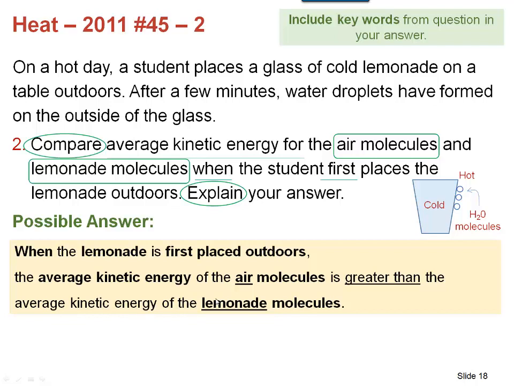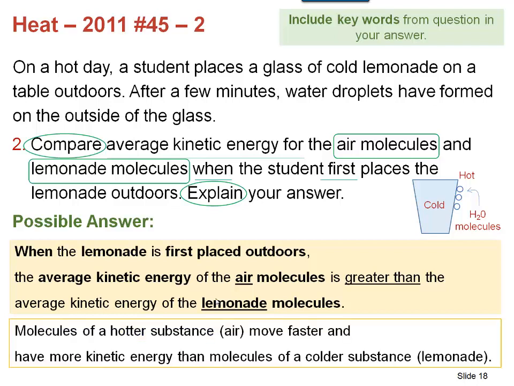Remember, kinetic energy is energy of motion, molecules moving around quickly if something is hot, and molecules moving around slower when something is cooler. So the air is hotter than the lemonade. It'll have faster molecules in it. Molecules of a hot substance, air, move faster and have more kinetic energy than molecules of a colder substance, which is lemonade.